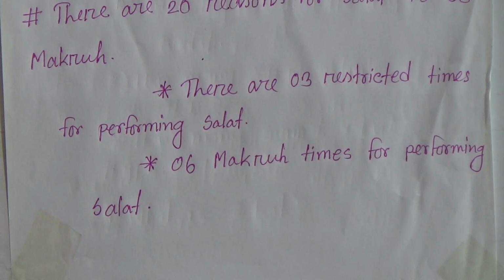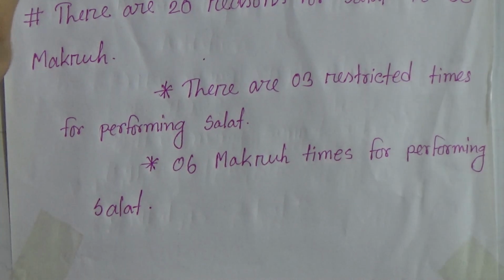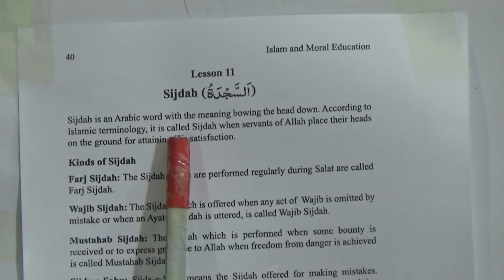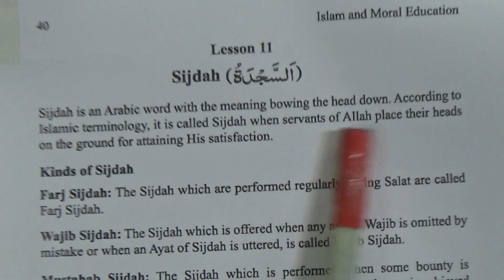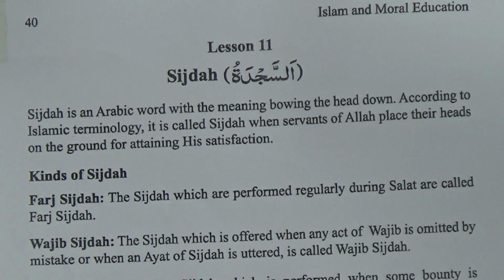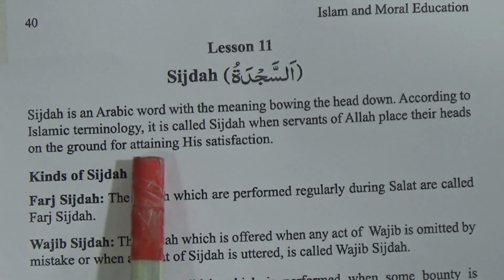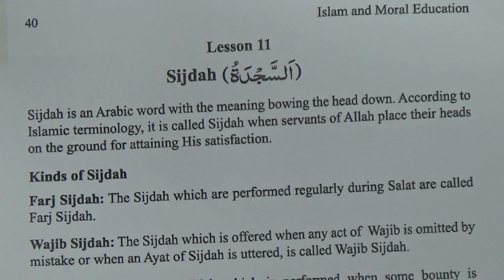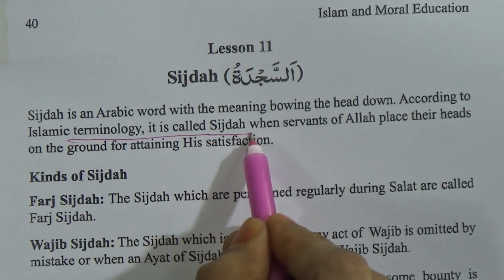Now come to lesson 11. Lesson 10 is finished, lesson 11 is sijda. Sijda is an Arabic word meaning bowing the head down to Allah. According to Islamic terminology, it is called sijda. You can underline this, it is important. What is sijda? It is called sijda.